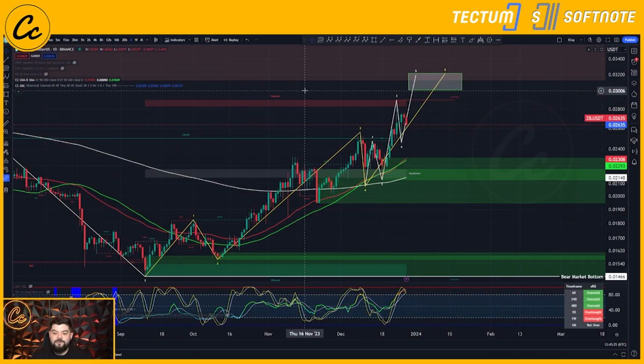Fantastic. So the lower time frames making a lot of sense here, and of course this aligns to the moves we're looking at on that daily chart, where we can see the 5th wave in motion.